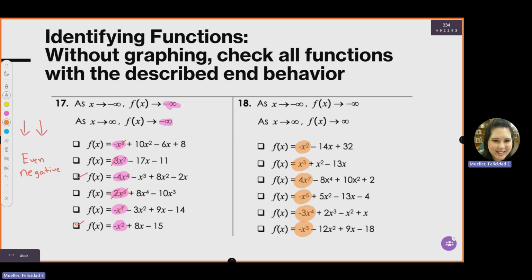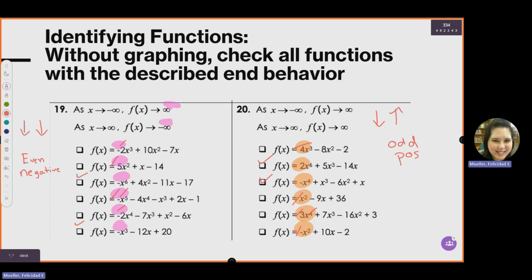All right, let's go ahead and check your work. Again, we're only looking at that first term. So I can see it goes down, then up. So this would be an odd positive function. So both of those are wrong. This one works. This one works. That's negative. Both of those don't work. So the second and third one. Go ahead and try 19 and 20.